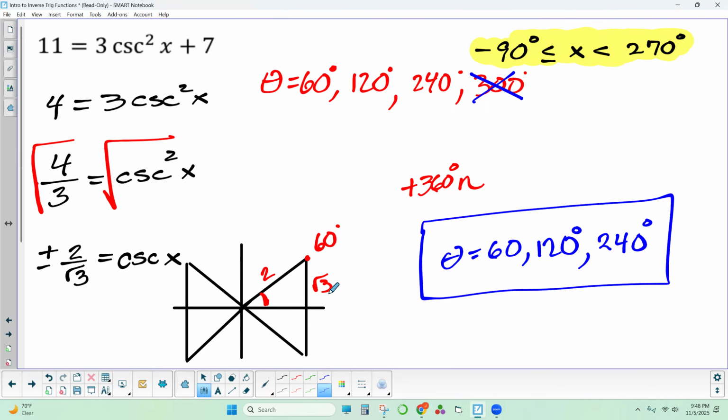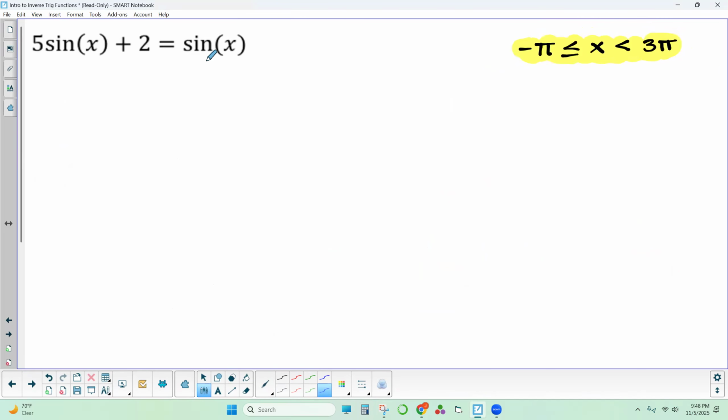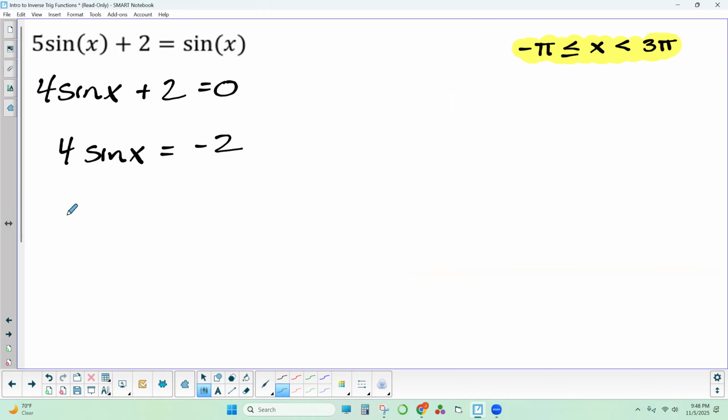All right. We're going to look at two more. On this one, we are going from negative pi to 3 pi, including negative pi. Got it? Now our strategy here, we're going to move sine to the left. So we're going to subtract sine, which gives us 4 sine x plus 2 equals 0. Subtract 2, 4 sine x equals negative 2. Divide by 4, sine x equals negative 1 half.